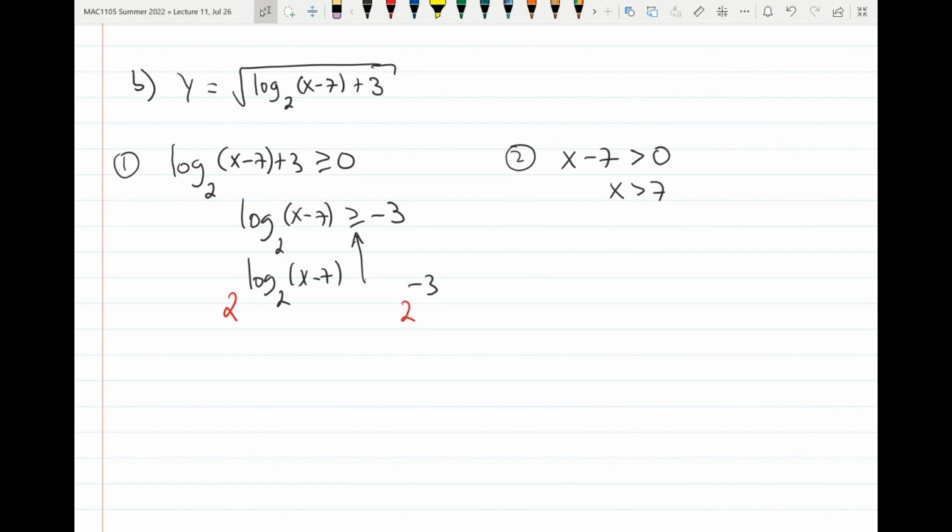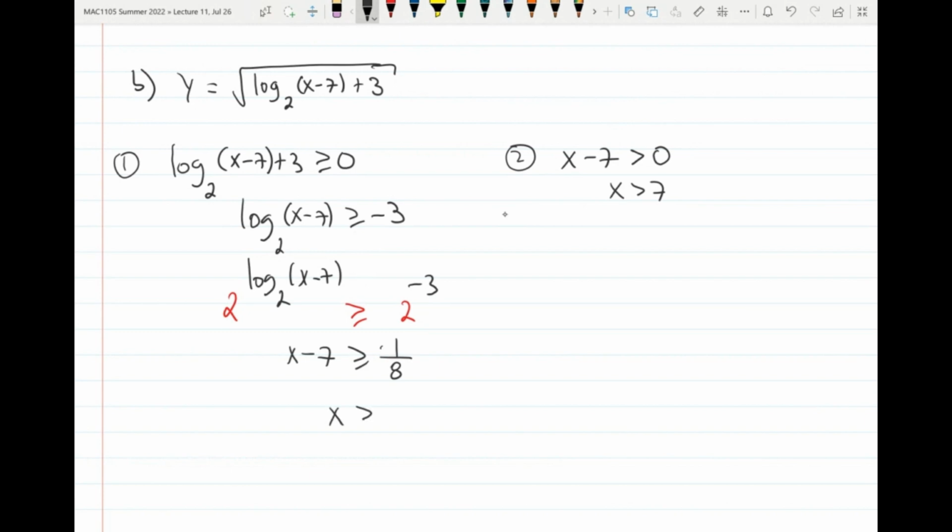Okay, so I want to get rid of this guy, so I apply 2 to the power of this, because the 2 counts as the log base 2, but then because 2 to the x is increasing, that means that the inequality stays as it is. Okay? All right, and well, now we are in business. What do we get in the left-hand side? x minus 7 greater than or equal to 1 over 8, right?